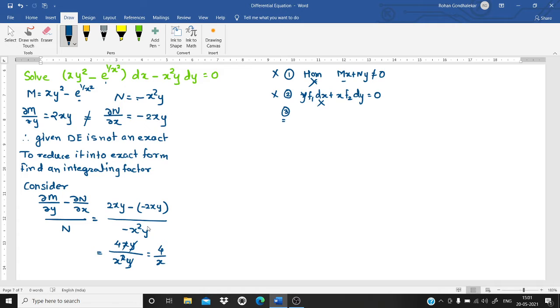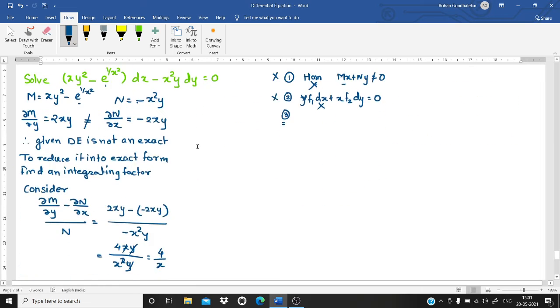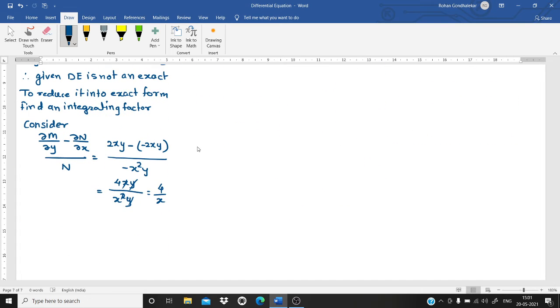So what is expected in the third rule? (∂M/∂y minus ∂N/∂x) divided by N. The value of this quotient should be a function of x only. Is it? So look at this. Is this a function of x only? Yes, it involves only x. No y is present. So hence we write this as f of x.